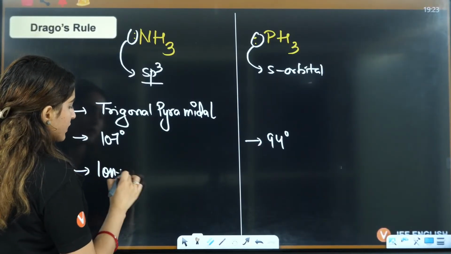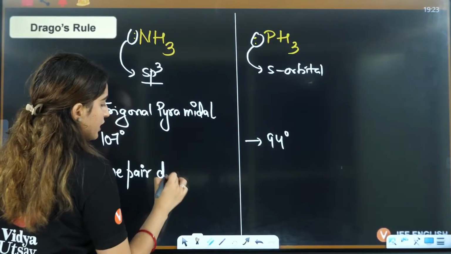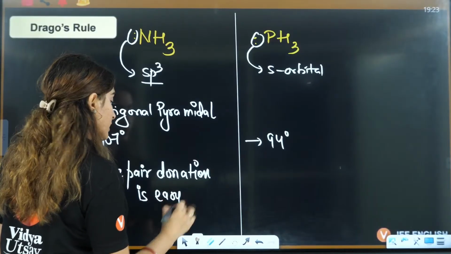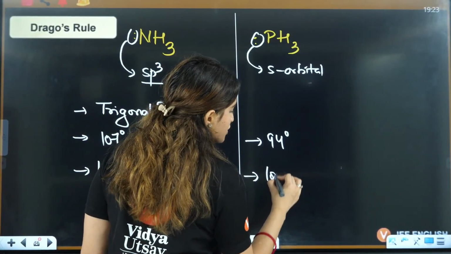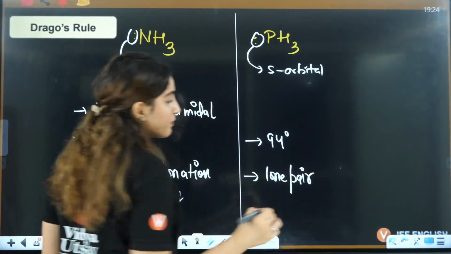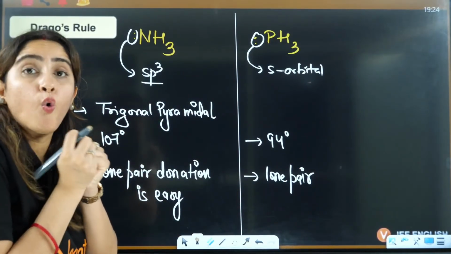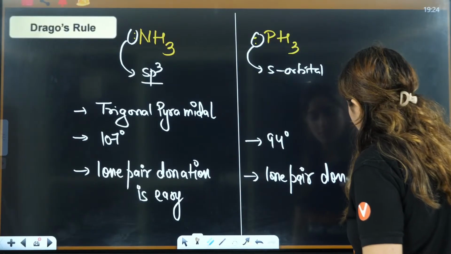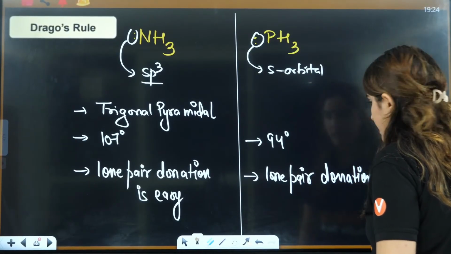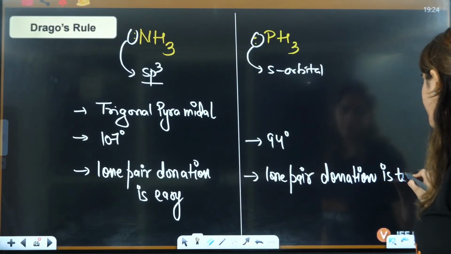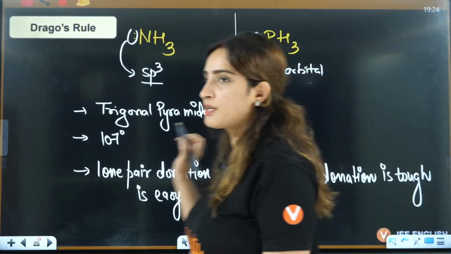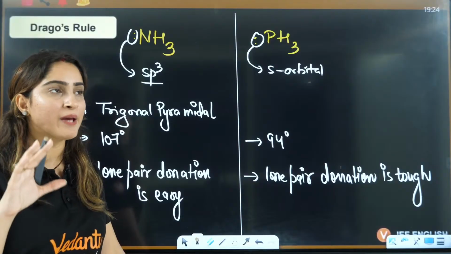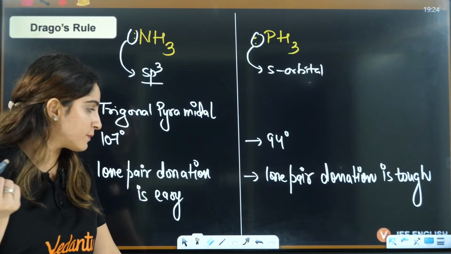Here lone pair donation is tough. Here it is easy. Lone pair donation is easy here, because the s orbital has full hold over this lone pair. That's why lone pair donation is tough there. So lone pair donation is more here, right? Because lone pair donation is easy, and a base donates its lone pairs, right?